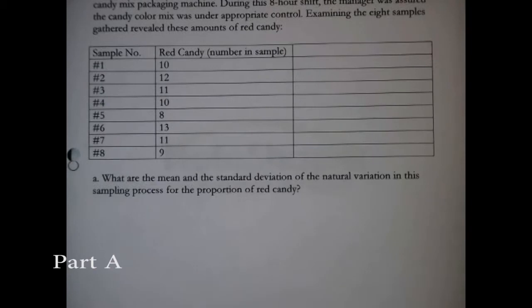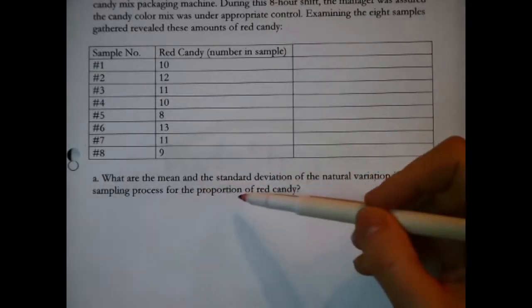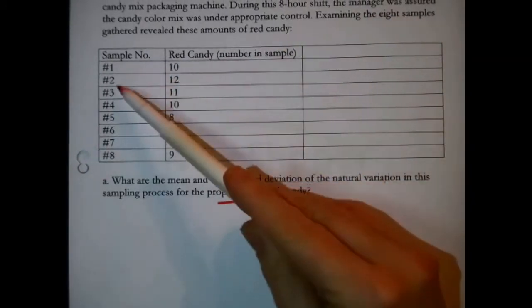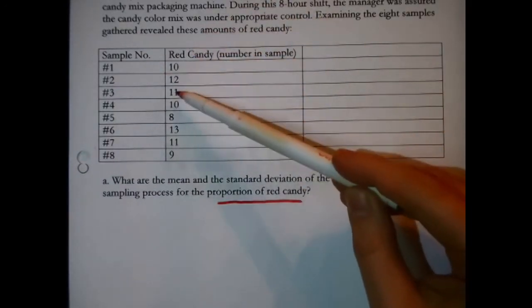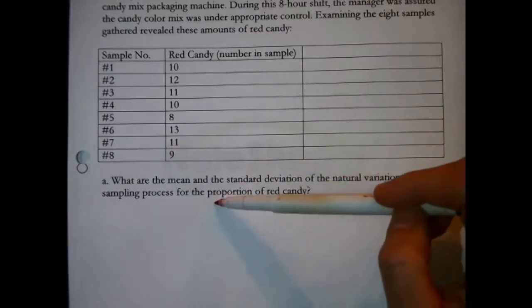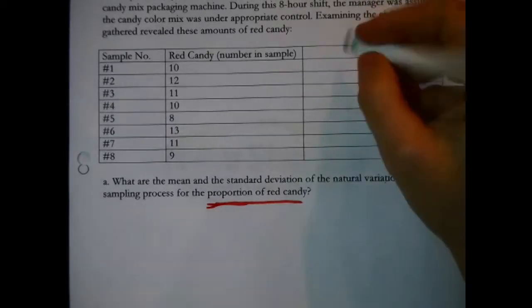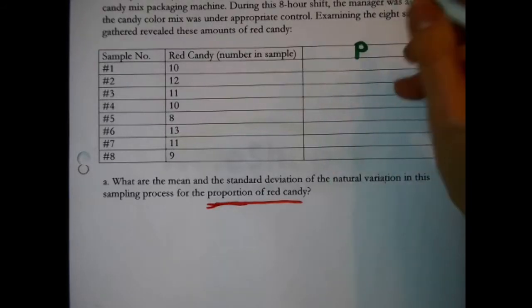What is the mean and standard deviation of natural variation in the sampling process for the proportion of red candy? Now, we have 8 samples. These 8 samples, this is exactly how many red candies were in each sample. The manager is concerned about proportion, so you know what?